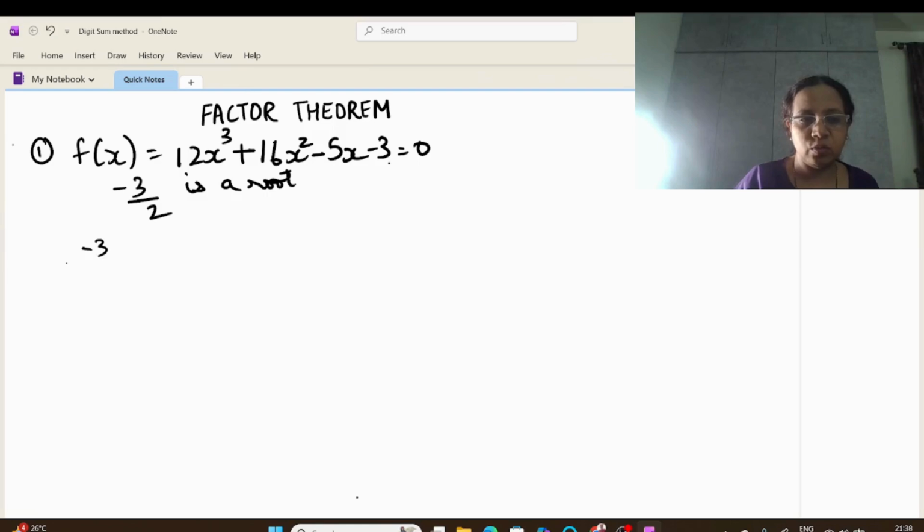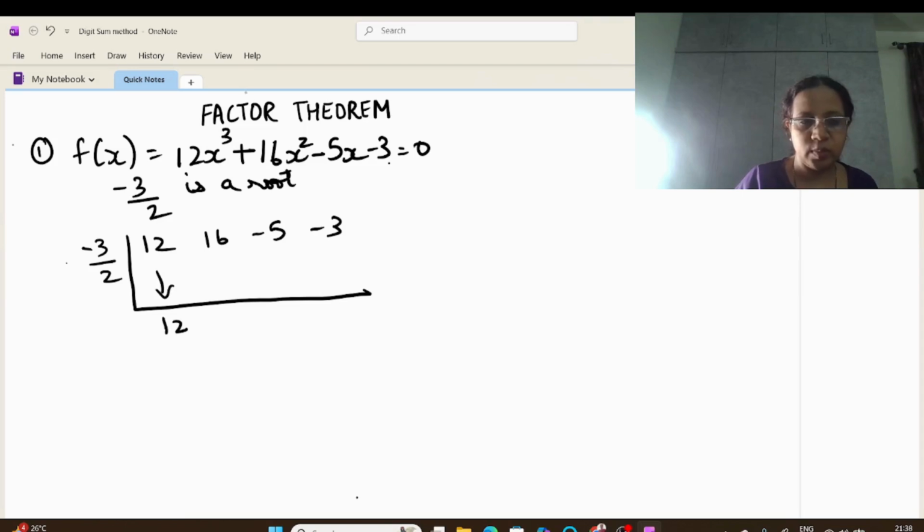Now let's find the other roots using synthetic division. Let's take down the coefficients one by one. 12, 16, minus 5, minus 3. We'll put 12 as it is. 12 into minus 3 by 2 is minus 18. This will give you minus 2. Minus 2 into minus 3 by 2 will give you 3. Minus 5 plus 3 is minus 2 again.